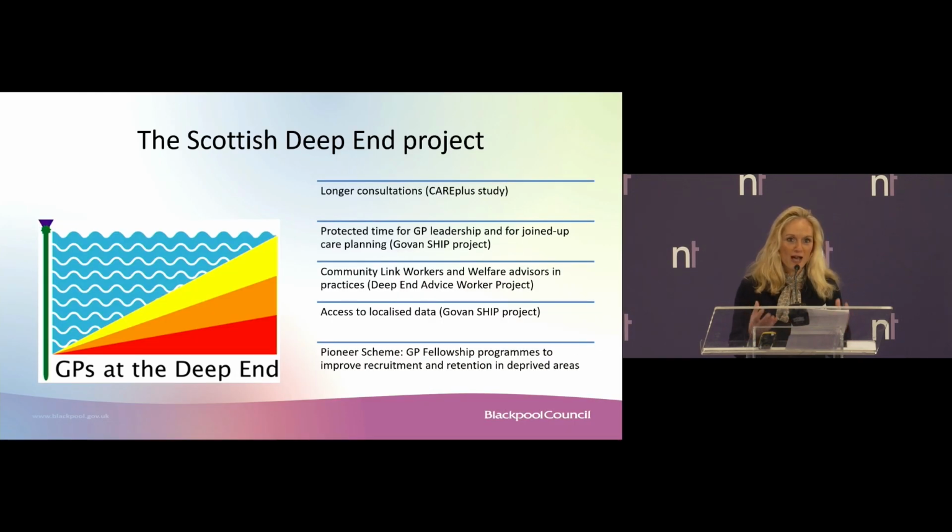So an example of a bottom-up GP initiative to tackle health inequalities is, of course, the Deep End movement, which started in 2009 and included the 100 practices with the highest proportion of deprived populations. The movement created a sense of identity and opportunities for shared learning and support amongst practitioners in deprived areas. The Deep End project used a series of successful interventions, including the introduction of longer appointments and protected time for GPs to engage in joined-up care for patients with the most complex health and social care needs, community link workers, mental health and welfare advisors in practices, access to localized data that helped identify unmet need and also encouraged appropriate use of services, and GP fellowship programs to improve recruitment and retention in deprived areas. And of course, the Deep End project has expanded across the UK now and also internationally.